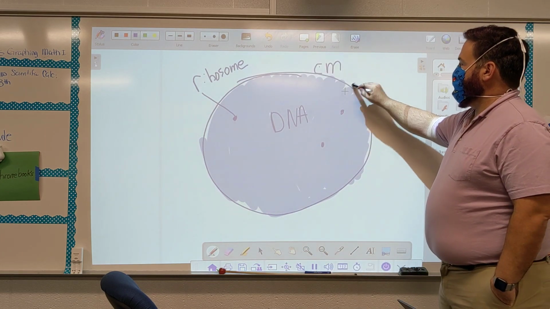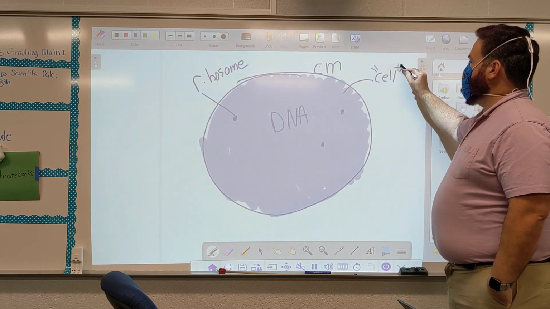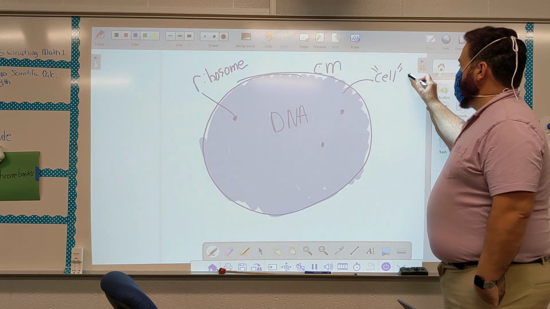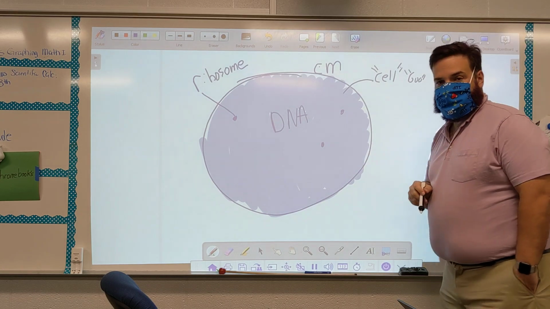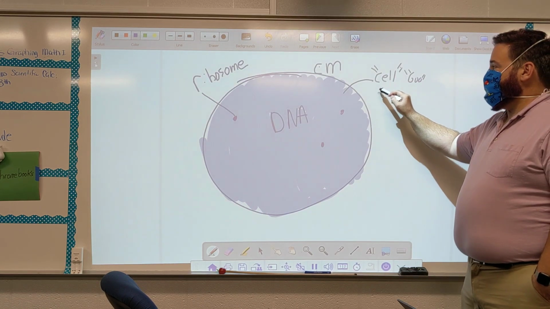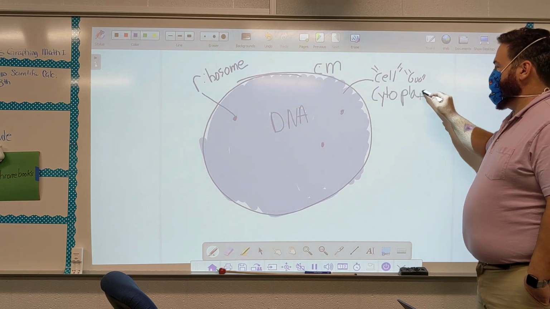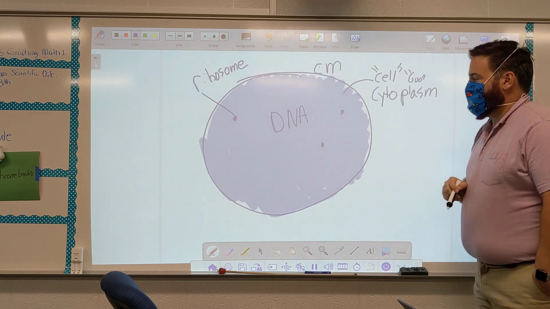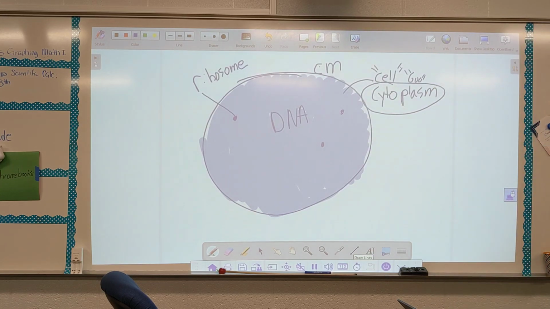Well, let's see here. It's in a cell, right? So we need a prefix that means cell, and it's kind of a goo. So we need a prefix that kind of means goo, not literally. I'm kind of making that part up, but a prefix that means cell would be cyto. Cytoplasm. Okay, so the cytoplasm is the goo. I got confused with the cytoplasm and the other one, cyto something. Cytosol. Yeah, we'll talk about the difference in a second.